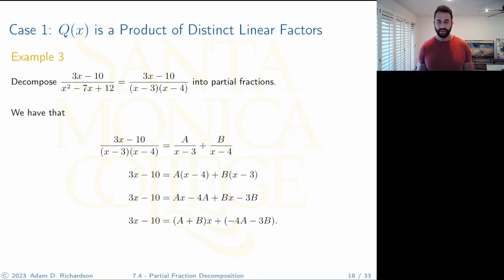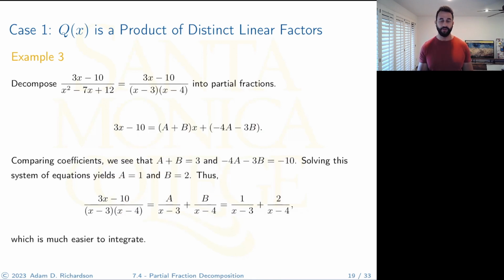All right, now we've got everything massaged in just the right structure, and now we can compare coefficients. This is kind of a fun thing to do, I think. Because we know that 3x minus 10 has to be equal to this, we can just directly compare the coefficients of the linear term and the constant term. So notice this side says 3x, this side says a plus b times x. That means that a plus b has to be equal to 3.